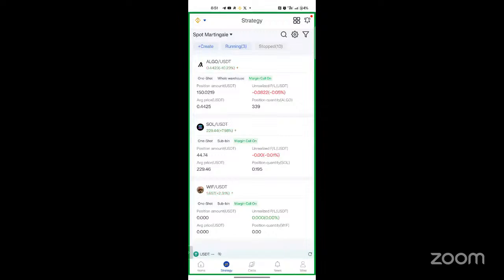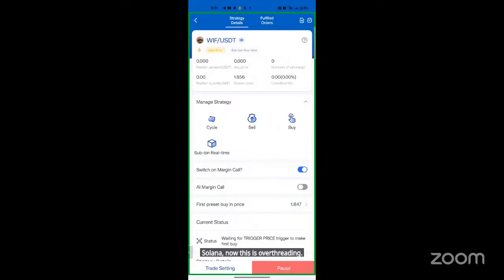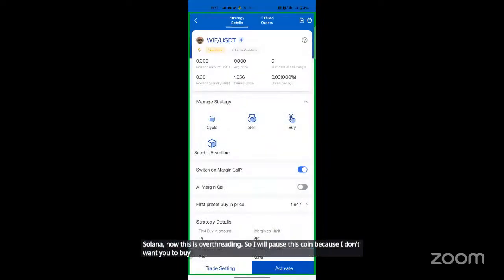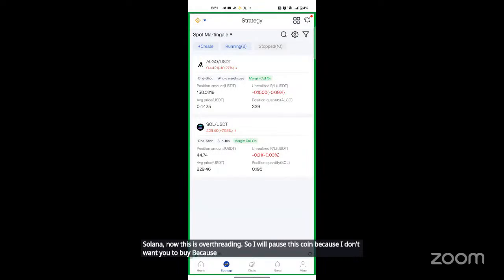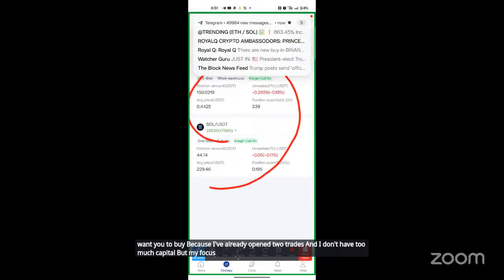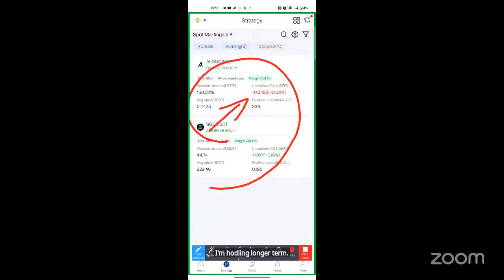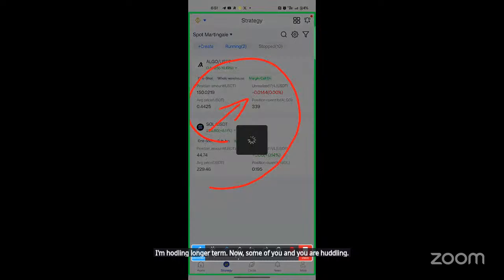Solana, now this is over trading. So I will pause this coin because I don't want it to buy, because I've already opened 2 trades and I don't have too much capital. But my focus is on this coin. You see this coin here? I'm hodling longer term.